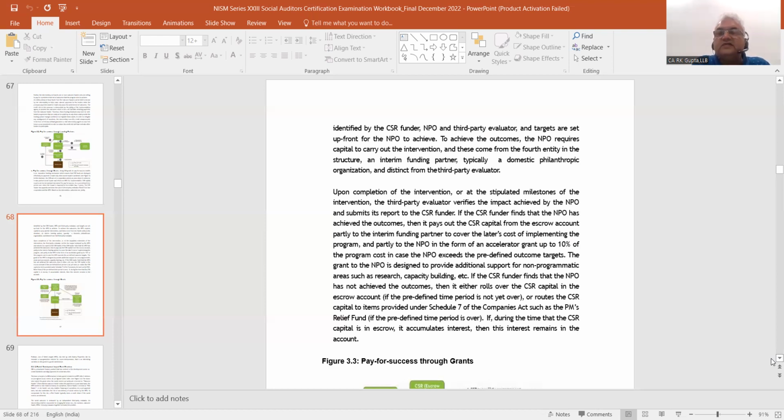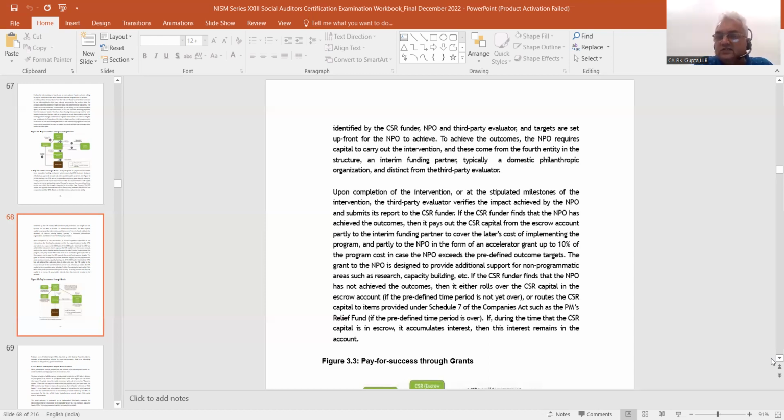Upon completion of the intervention or at the stipulated milestones, the third party evaluator verifies the impact, some sort of utilization certificate, as was given in the case of projects. So this third party evaluator will verify the impact achieved by the NPO, and then submit its report to the CSR funder. If the CSR funder finds that the NPO has achieved the outcome, then it pays out the CSR capital from the escrow account, partly to the interim funding partner to cover the latter's cost of implementing the program, and partly to the NPO, in the form of an accelerator grant up to 10% of the program cost in case the NPO exceeds the predefined outcome targets.